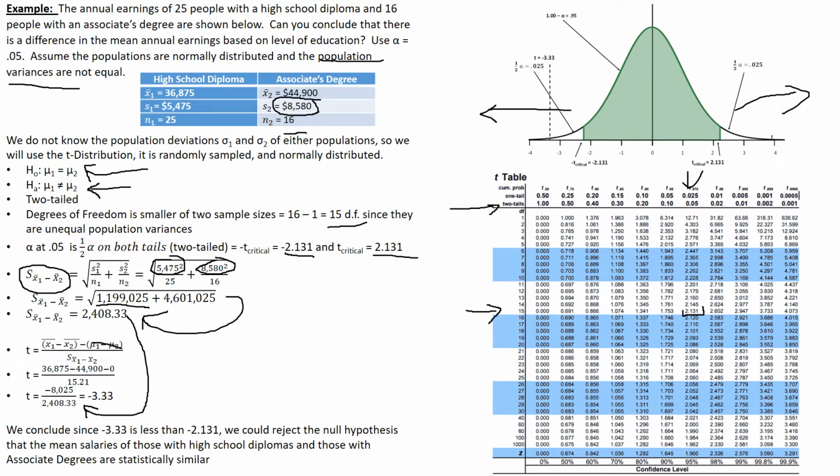My mu's equals 0, if we make that assumption. So I find the difference between 36,875 and 44,900 is negative 8,025. Negative 8,025 divided by 2408.33 is negative 3.33. And negative 3.33 is way out here. It is below the lower end of negative 2.131. So we would reject the null hypothesis and say that there is a difference between the average wages of a person with a high school diploma versus an associate's degree according to this data.